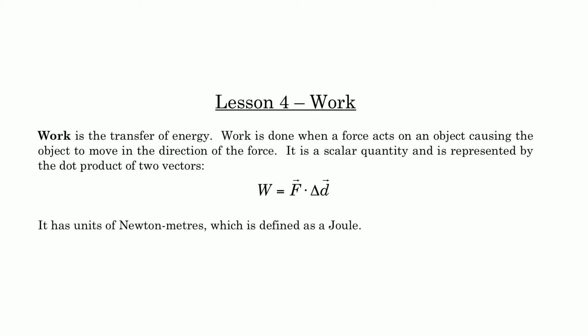Work is, of course, a scalar quantity, and it's represented by the dot product of two vectors. Okay, so we took a look at a couple of ways that we could do the dot product. Work is, of course, a scalar unit. It is not a vector. So when we take the dot product, this is one of the ways of multiplying two vectors out. It has units of Newton meters, and we have a derived unit for Newton meters, and that's the joule.